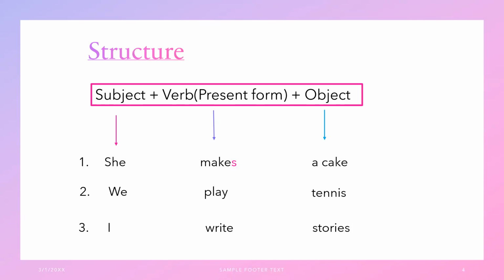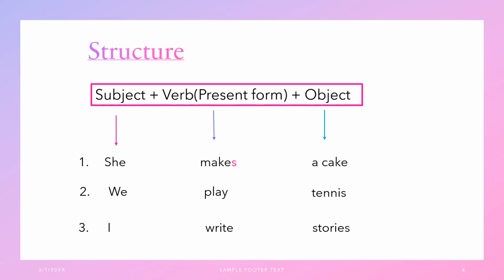She makes a cake. In the sentence, she makes a cake, she is the subject, makes is the verb in the present form, and a cake is the object. So in this sentence, we have added an s to the verb make because she, which is the subject, is singular. But if the subject is plural, such as they, we, you, we do not add an s at the end of the verb.